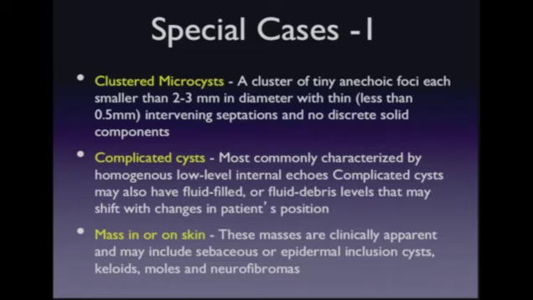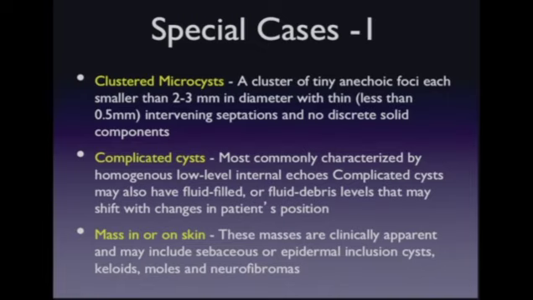Ultrasound is very unique. It allows us to actually characterize lesions with specific features and classify them as benign or malignant. So clustered microcysts are a cluster of tiny anechoic foci, each smaller than 2 to 3 millimeters in diameter, with thin, less than 0.5 millimeter intervening septae, with no discrete solid components.